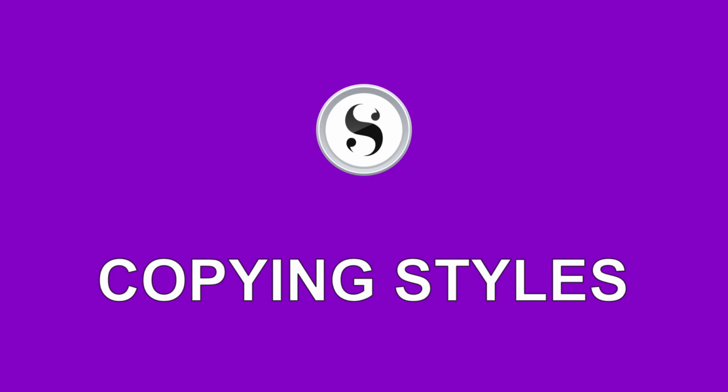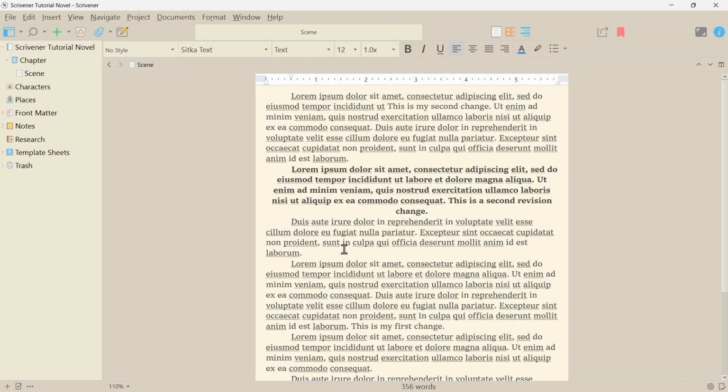Sometimes you just want the text to look the same as something else without having to use the Styles feature in Scrivener 3 for Windows. How do you do that? If you want to copy the style of some text you've already created and add it to another section of text, you can do that with a simple command.